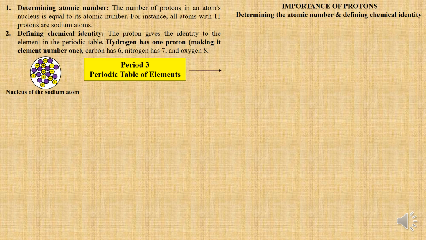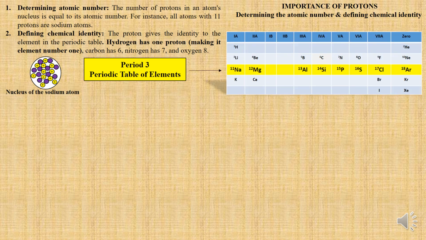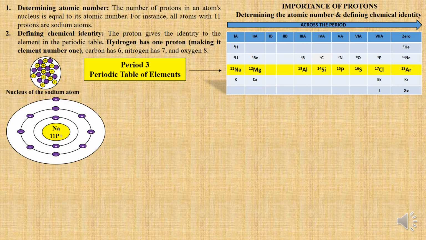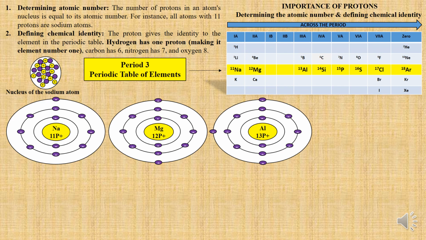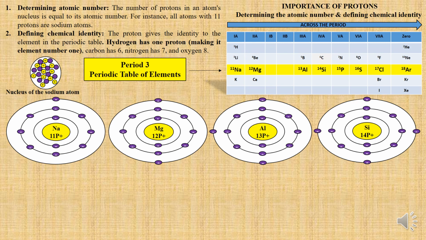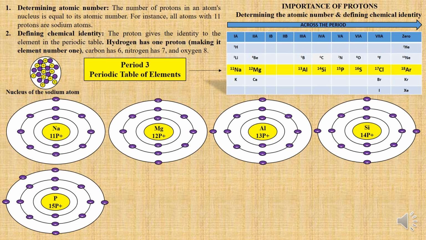Now let us have a closer look at the third period in the periodic table. Now third period starts with the sodium element. Now sodium is the 11th element in the periodic table because it has 11 protons in its nucleus. Magnesium is the 12th element in the periodic table because it has 12 protons in its nucleus. Aluminium has 13 protons in its nucleus and therefore is the 13th element. Silicon is the 14th element because it has 14 protons in its nucleus.